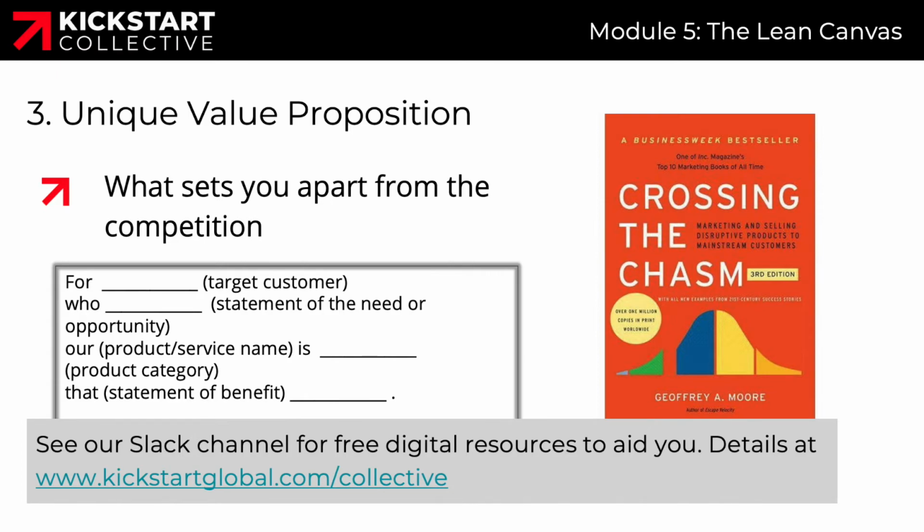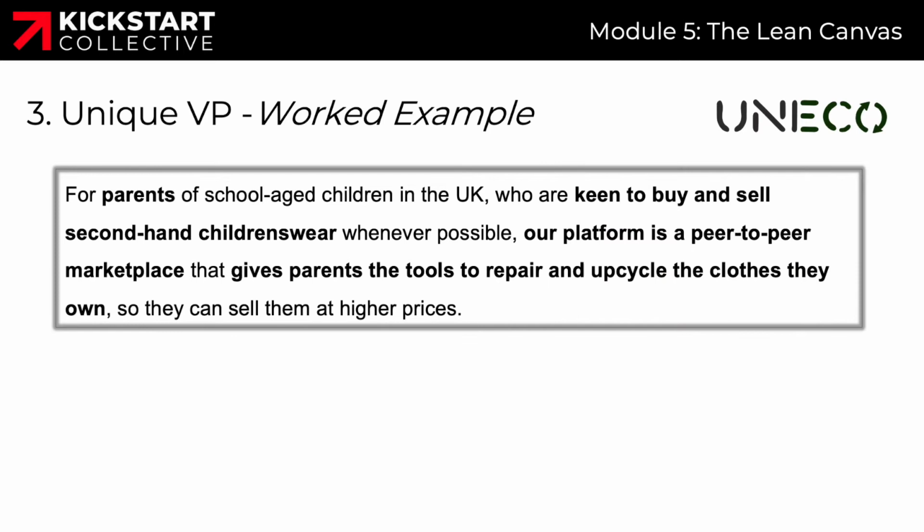Here's a worked example again. For parents of school-aged children in the UK who are keen to buy and sell second-hand children's wear whenever possible, our platform is a peer-to-peer marketplace that gives parents the tools to repair and upcycle the clothes they own so they can sell them at higher prices. Unlike existing marketplaces, we go one step further when it comes to sustainability and reduce landfill waste through arranging textile waste swaps.